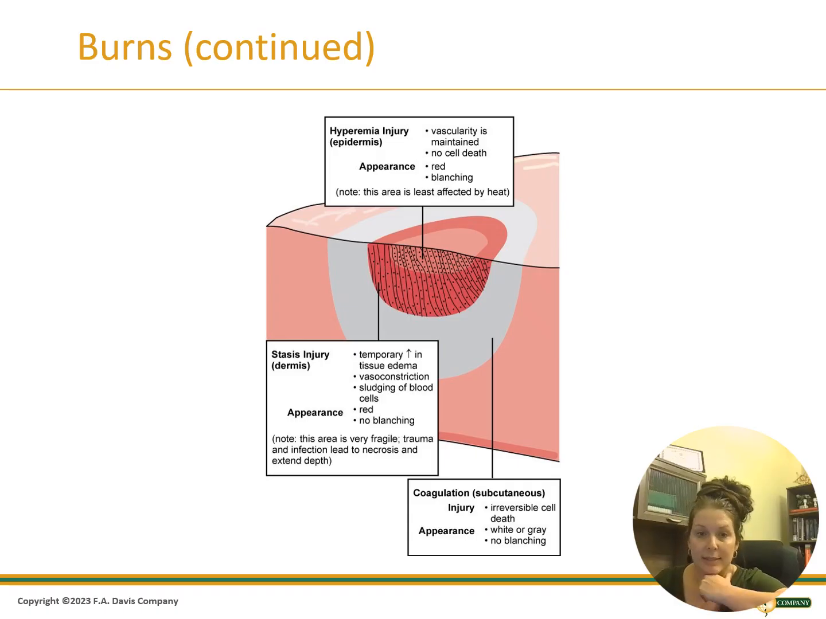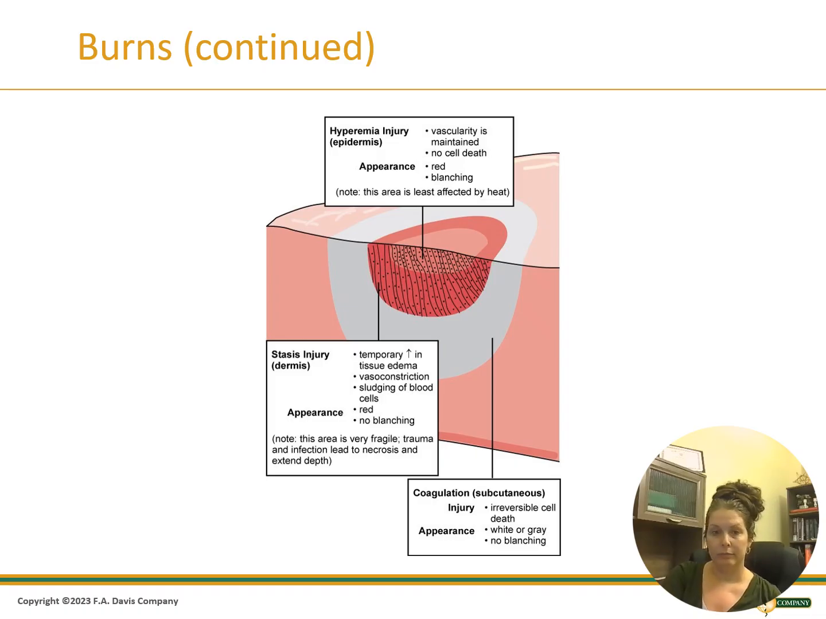The zone of stasis, so our middle dermal layer, where we have that stasis injury, this is going to be where our tissue is damaged but not dead. So it's going to be characterized by edema, vasoconstriction, sluggish blood flow. It's going to be fragile, but it can either recover or progress to a necrosis. Here, the appearance is going to be red, but still no blanching. This zone can be salvageable, okay, with the proper treatment.